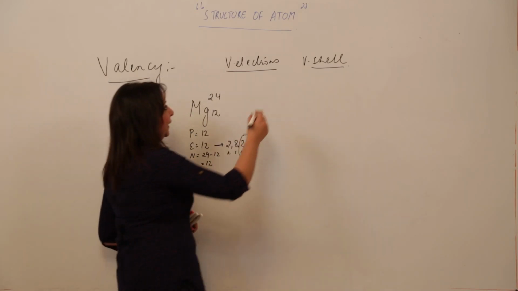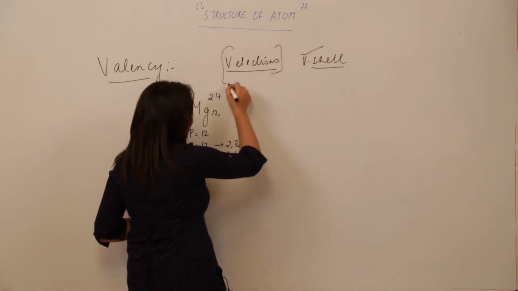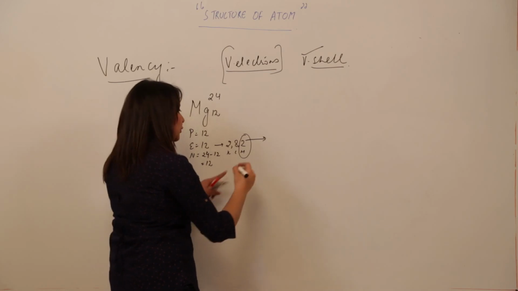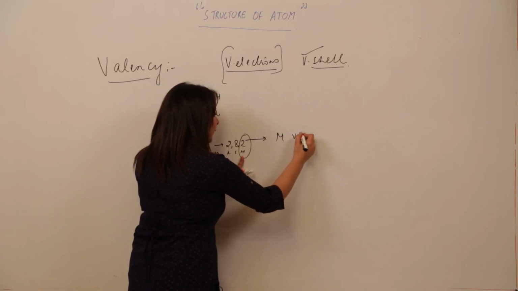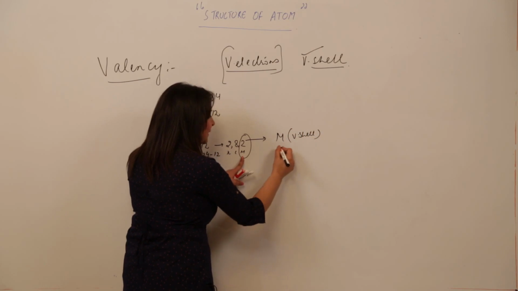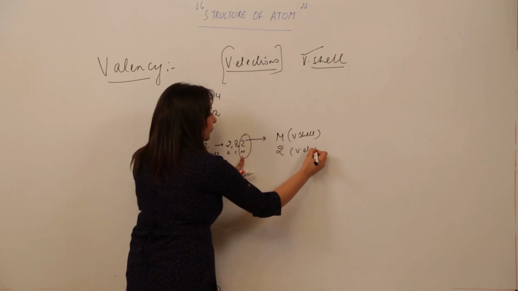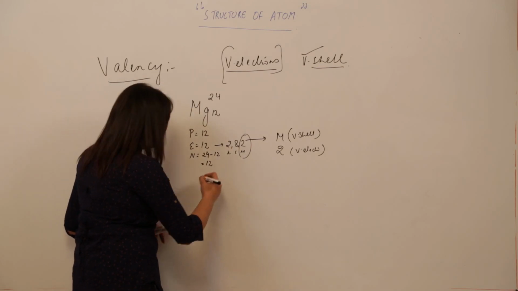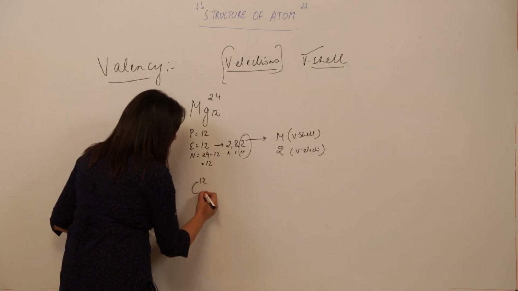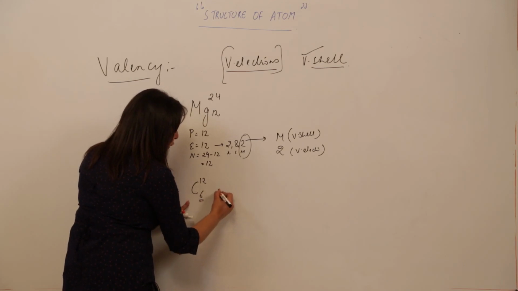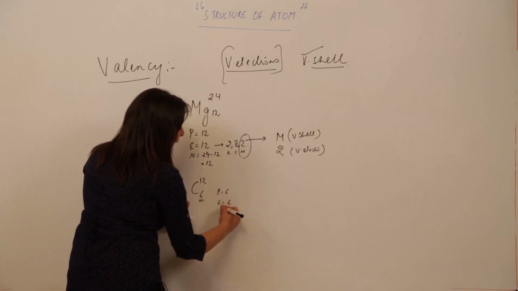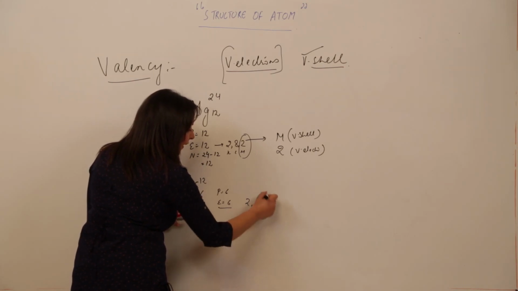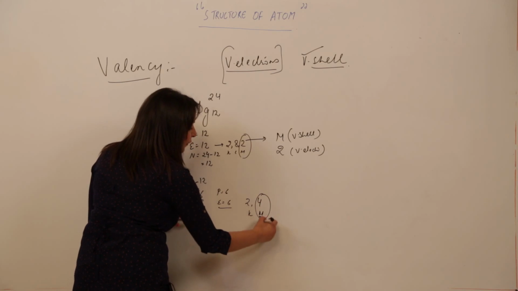Now what is the valence electron? The electron which is present in the last shell is called the valence electron. So its valence shell is M and its valence electron is 2. Right? Similarly, one more example to make it easy. If I take an example of carbon, mass number 12, atomic number 6, by looking at protons 6, electrons 6, I am writing the electronic configuration. This is the valence shell and the valence electron is 4.